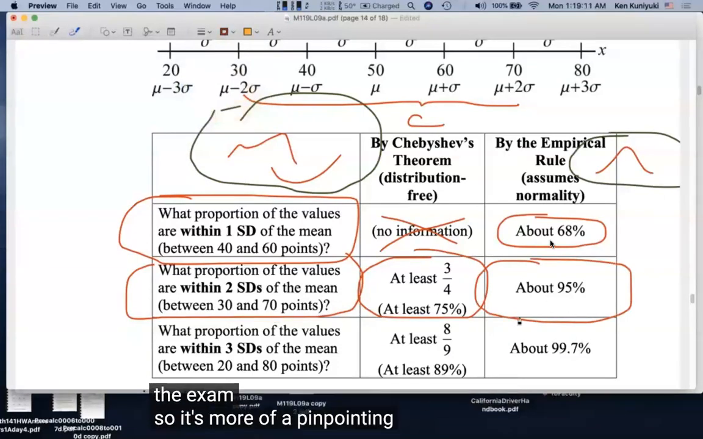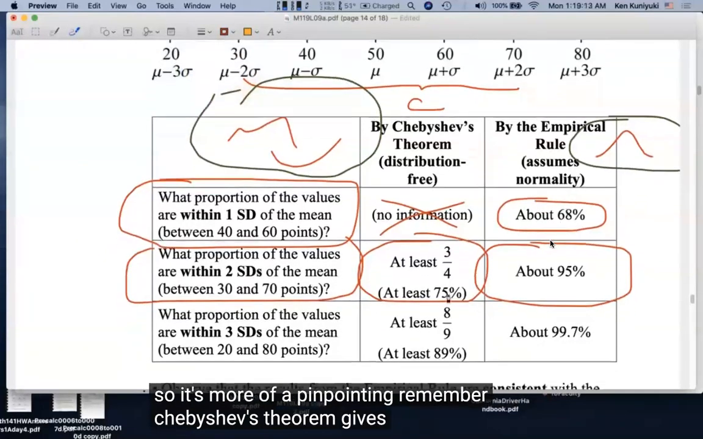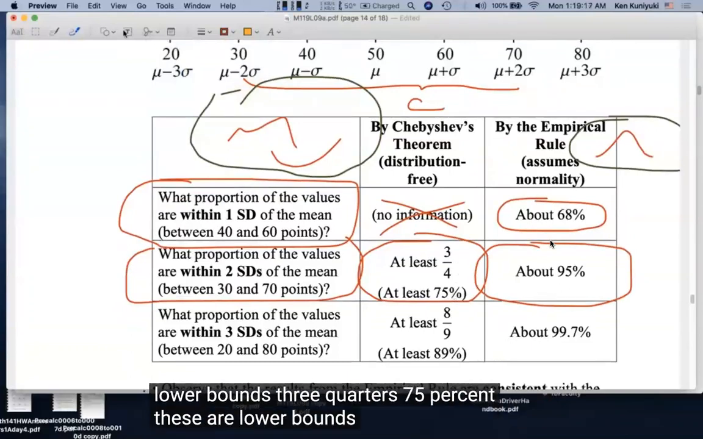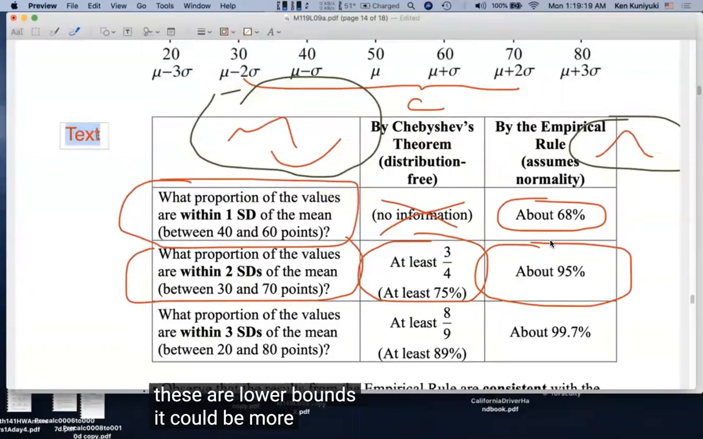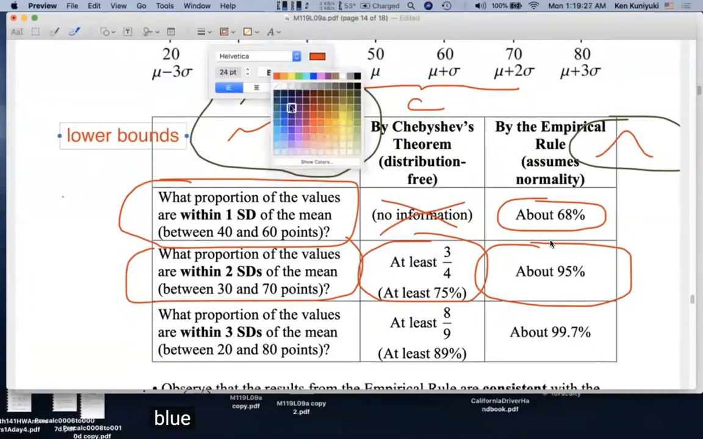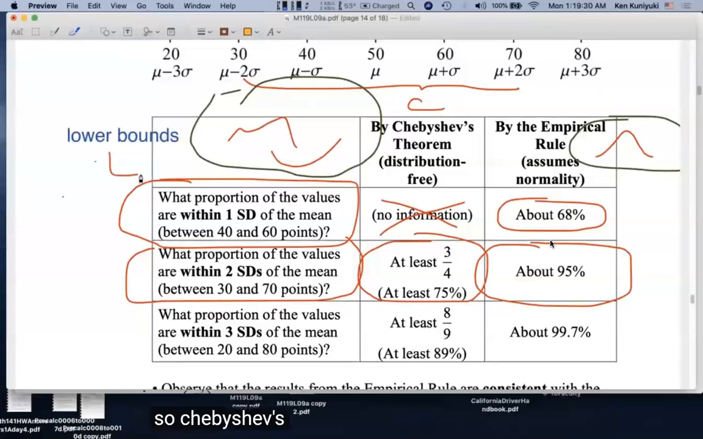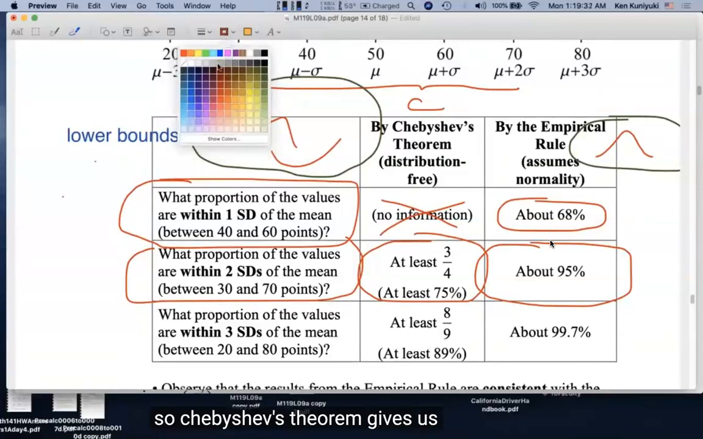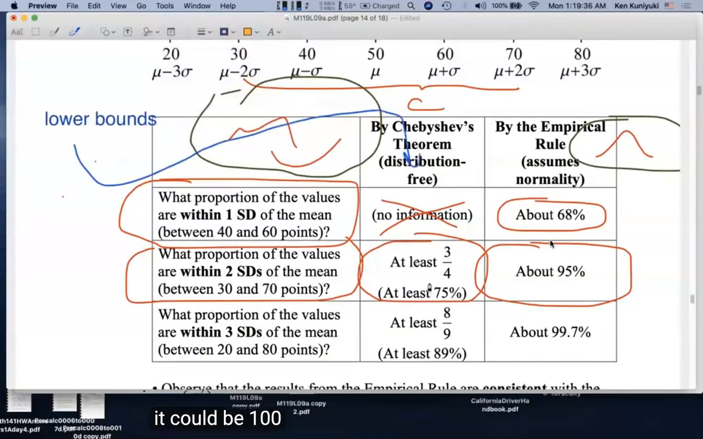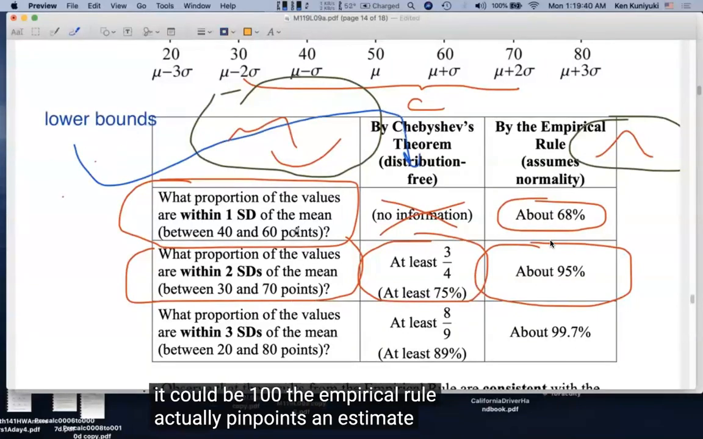So it's more of a pinpointing. Remember, Chebyshev's theorem gives us lower bounds. 3/4, 75%, these are lower bounds. It could be more. I'll do this in blue. So Chebyshev's theorem gives us lower bounds. It could be 100%. The empirical rule actually pinpoints an estimate.